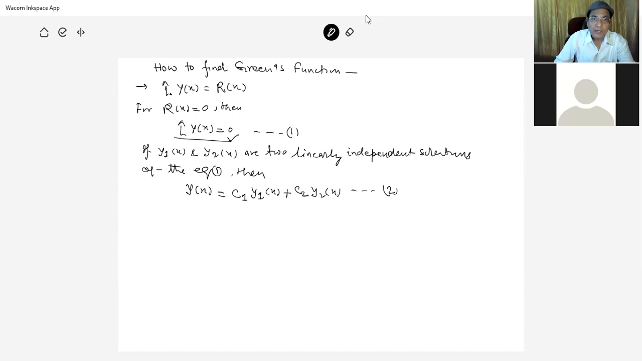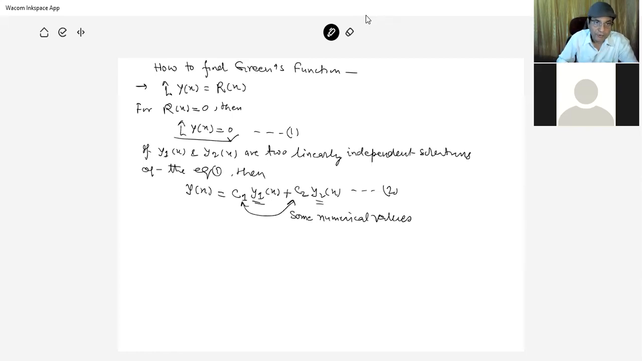This is 1. And y1 and y2 be the two linearly independent solutions. Then their combination is also a solution. And here C1 and C2 are some numerical values. So this is the simple way to express it.